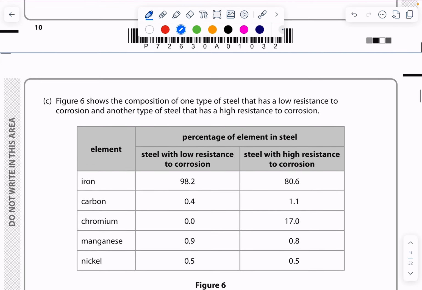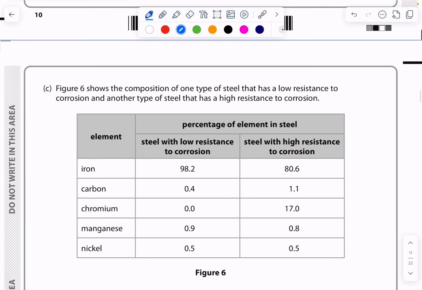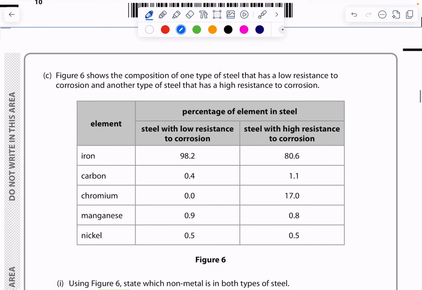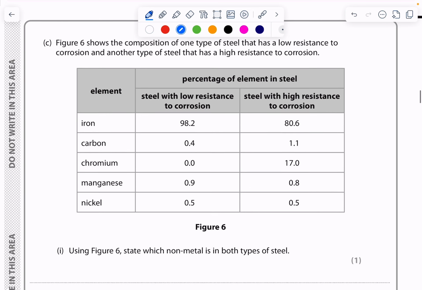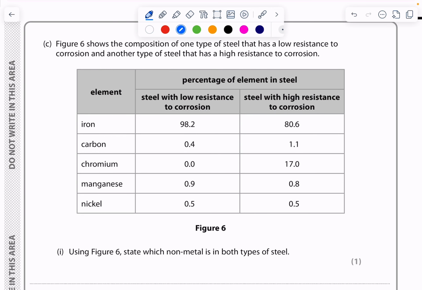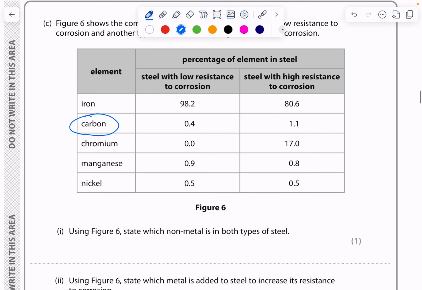Next one. So here we've got some compositions of steel. It says using 6, which non-metal is in both types of steel? So hopefully we're recognizing that carbon is on the right hand side of the periodic table. So carbon is the non-metal that is present in both.